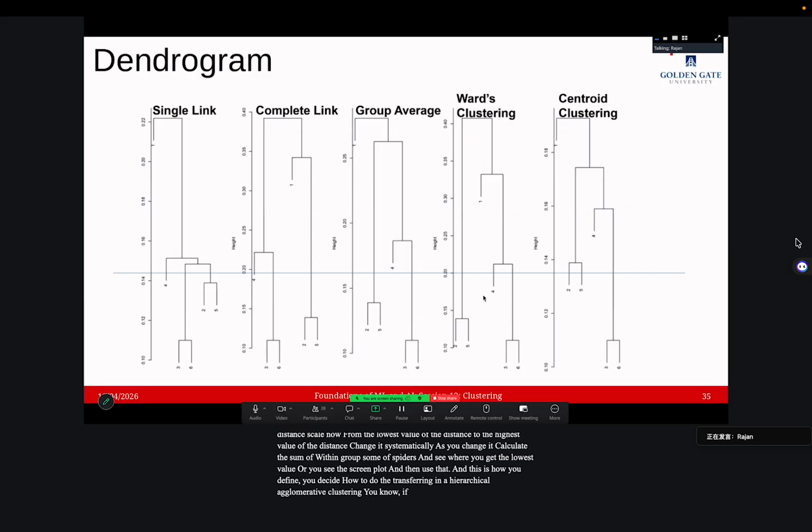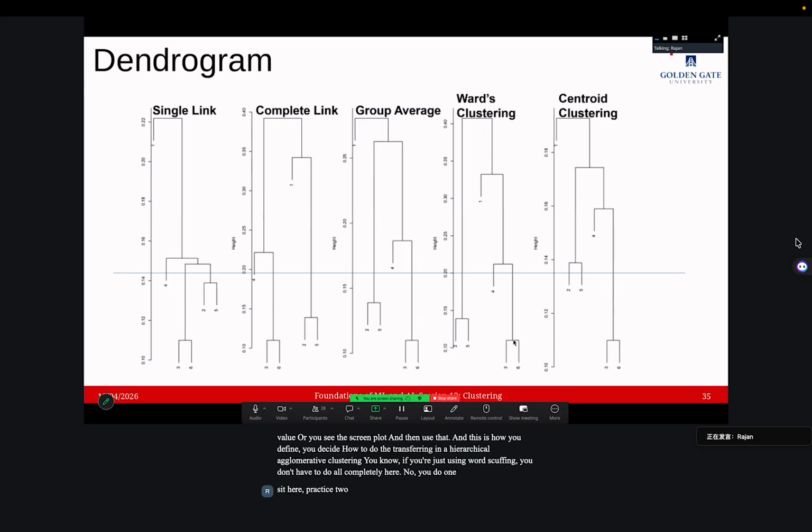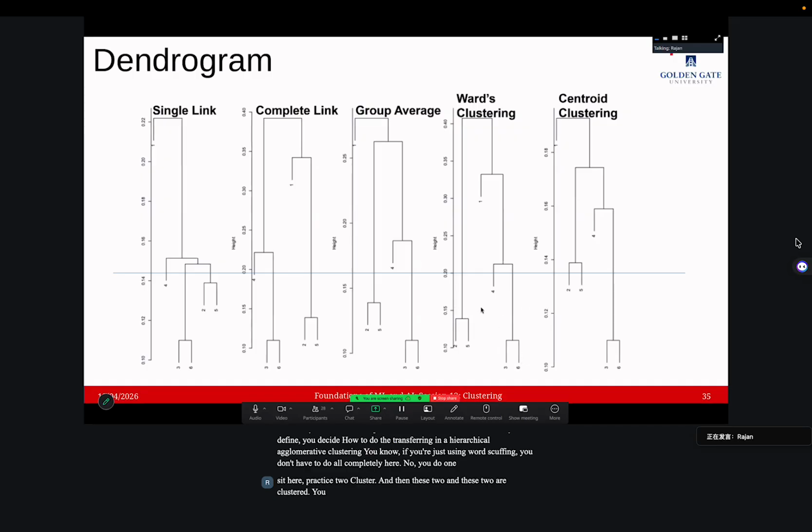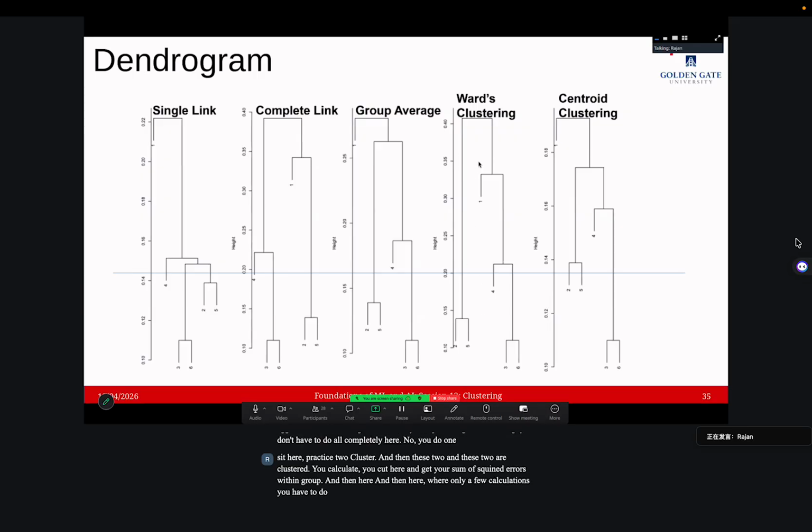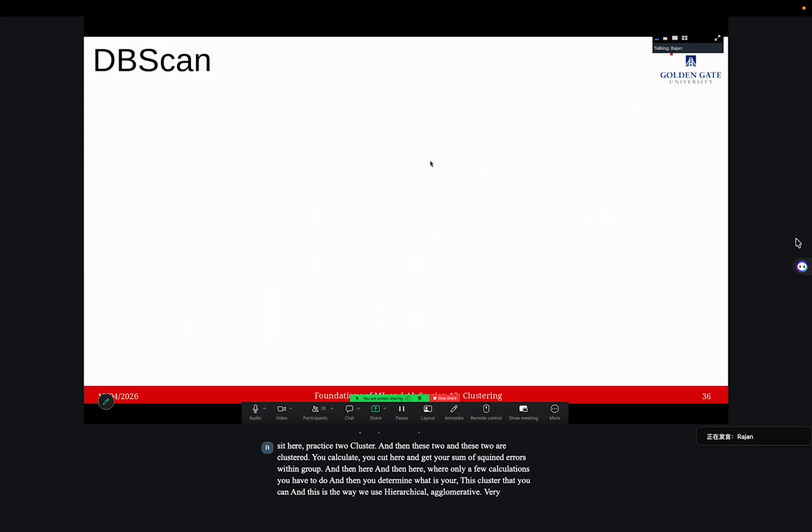If you are just using Ward's clustering, you don't have to do all of this completely. You do one set where the first two are clustered, and then these two and these two are clustered. You cut here and get your within-group sum of squared errors, and then here, and then here. Only a few calculations you have to do, and then you determine the best cluster that you can get. Okay? And this is the way we use hierarchical agglomerative clustering. Very simple idea, very easy idea.